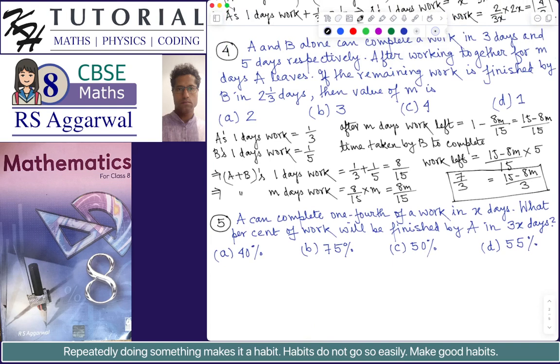If you solve this, that is 7 by 3 is equal to 15 minus 8m by 3. If you cancel the denominator 3 from both sides, you will get 7 equal to 15 minus 8m, and then you will get 8m is equal to 15 minus 7, which is 8. So you will get 8m equals 8, and m will be equal to 1. So this is the value of m. The correct choice is D.